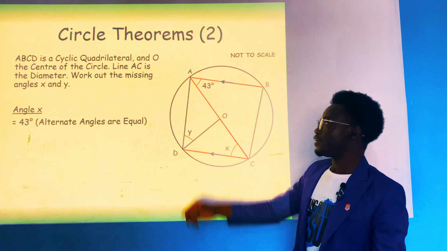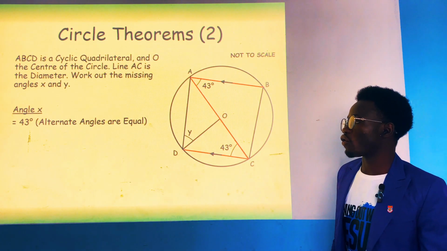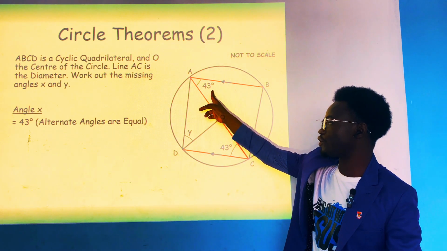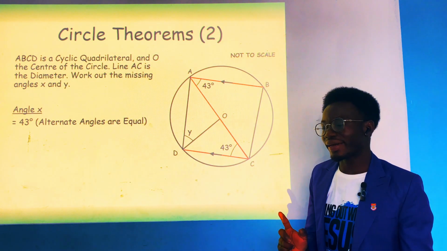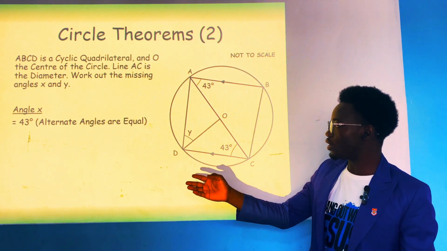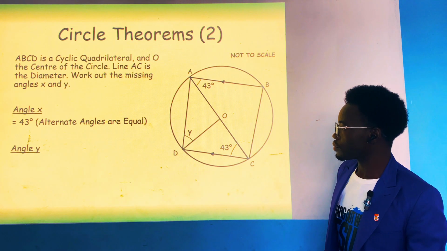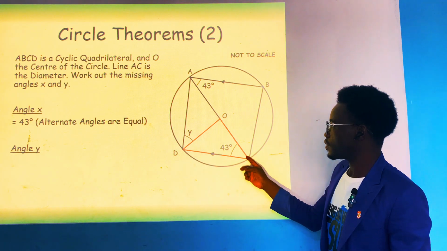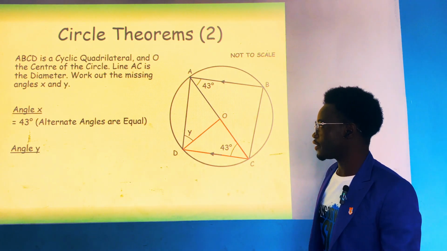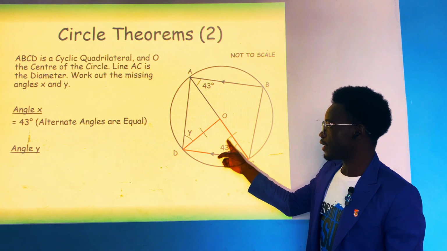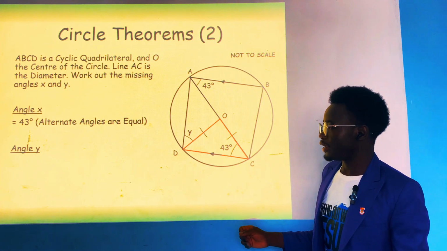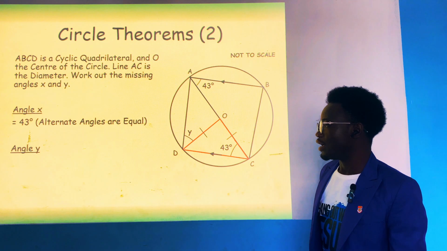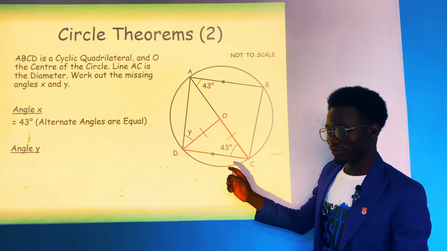So we are left with y, and we can look for y also. If x is 43, we know here to also be 43. And we are left with only one angle, right? So let's see. Angle y. Considering this is a triangle, and this line here is equal to the line here, because this OD is a diameter, sorry.